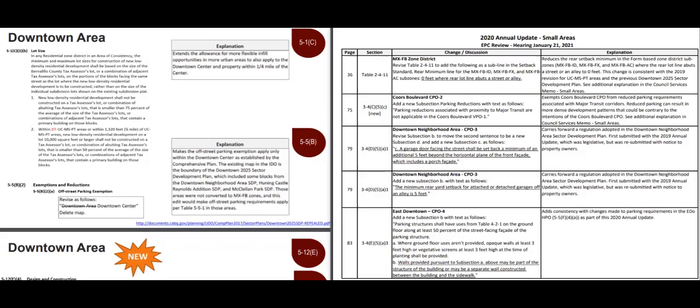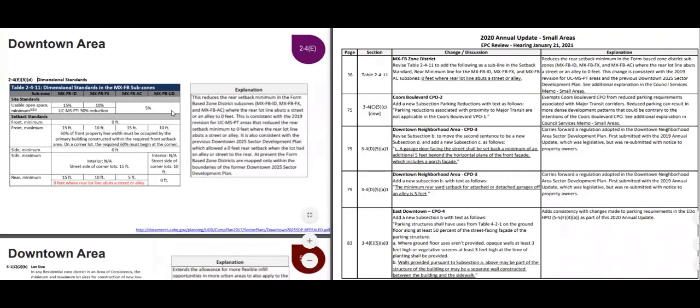This presentation will cover the IDO 2020 annual update amendments to small areas. This presentation will be going through each small area, reviewing the changes, the reason for the change, and basically organized in order, area by area. The first one that we'll talk about right now is the downtown area.